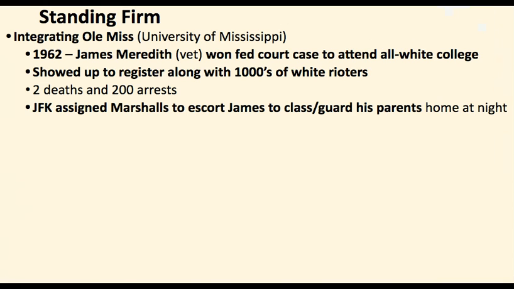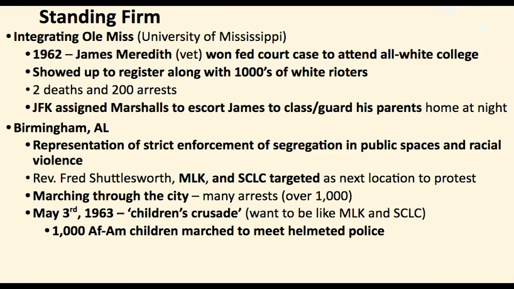Two people will die and 200 more people are going to be arrested because this is once again another very public demonstration of them testing out the decision here. JFK is going to assign federal marshals to escort James to class, to guard his parents at home, because the violence and reaction is so intense.